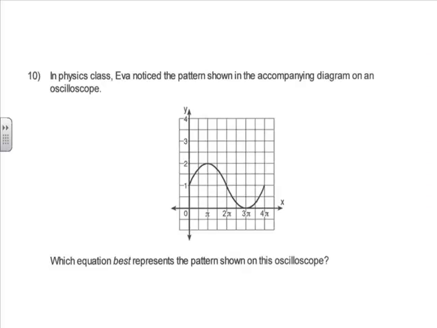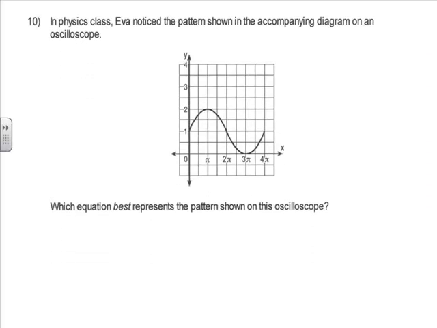Okay, number 10. In physics class, you notice the pattern shown in the accompanying diagram on an oscilloscope. Which equation best represents the pattern shown on this oscilloscope? So you'll notice that it's up to you. You get to decide what equation you'd like to write. That's not being directed. So I'm looking at this and saying, well, something is going on here, because this has a center line up here as opposed to where I normally see it down here. So I know then that this thing has been shifted up 1.